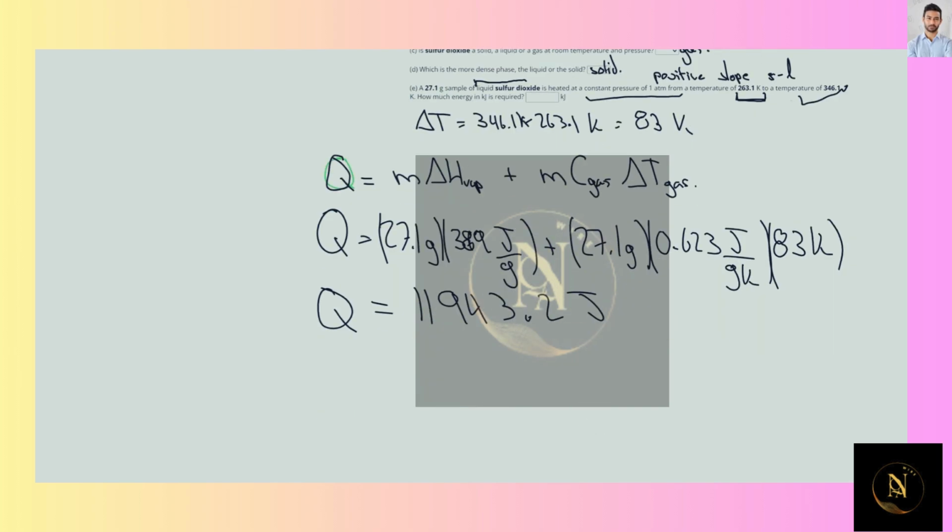So with this, the value of the heat is going to be 11,943.2 joules, which converted to kilojoules is equal to 11.9432 kilojoules. And with that, it will be all.